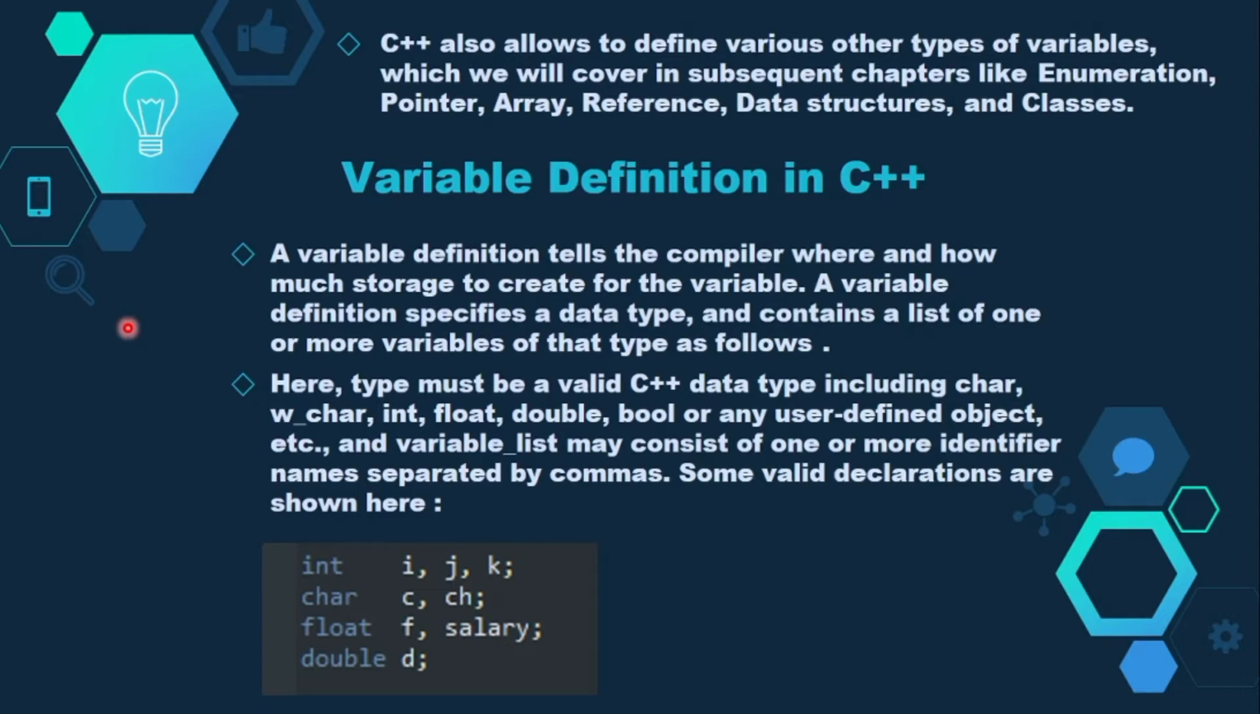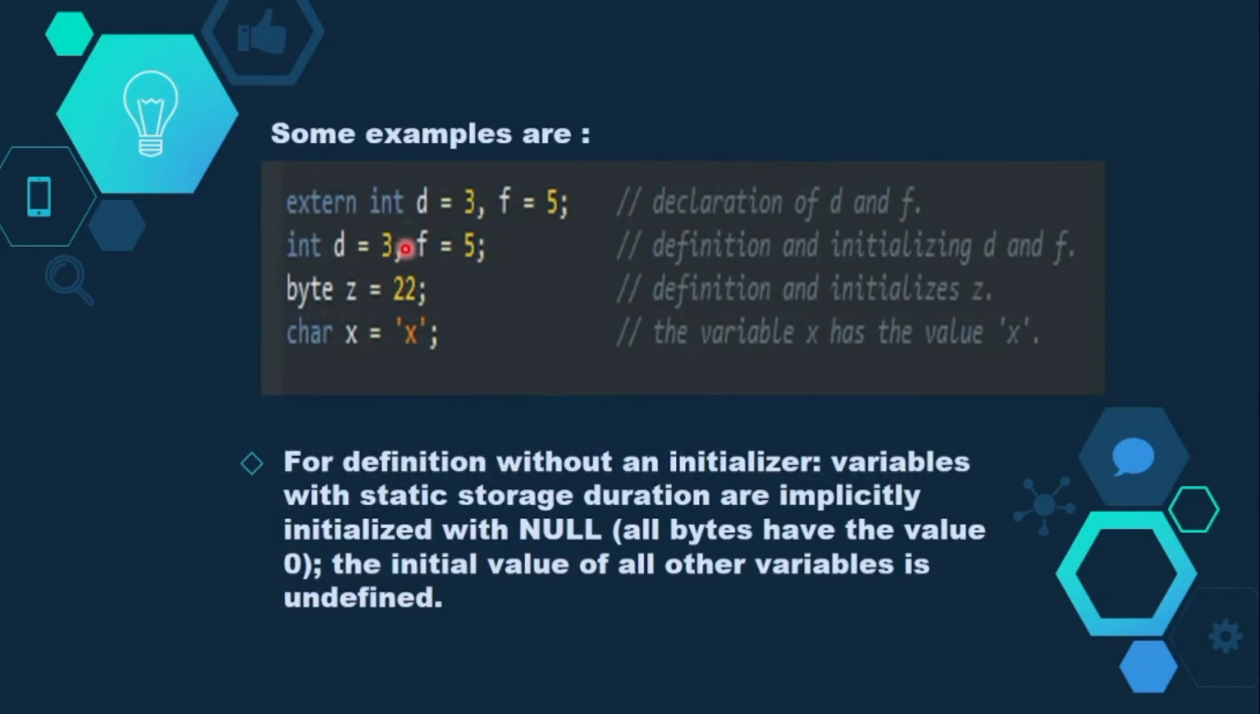Here, type must be a valid C++ data type including char, wchar_t, int, float, double, bool, or any user-defined object, etc. And a variable list may consist of one or more identifier names separated by commas. Some valid declarations are shown here. So, here is an example. And this is another example.